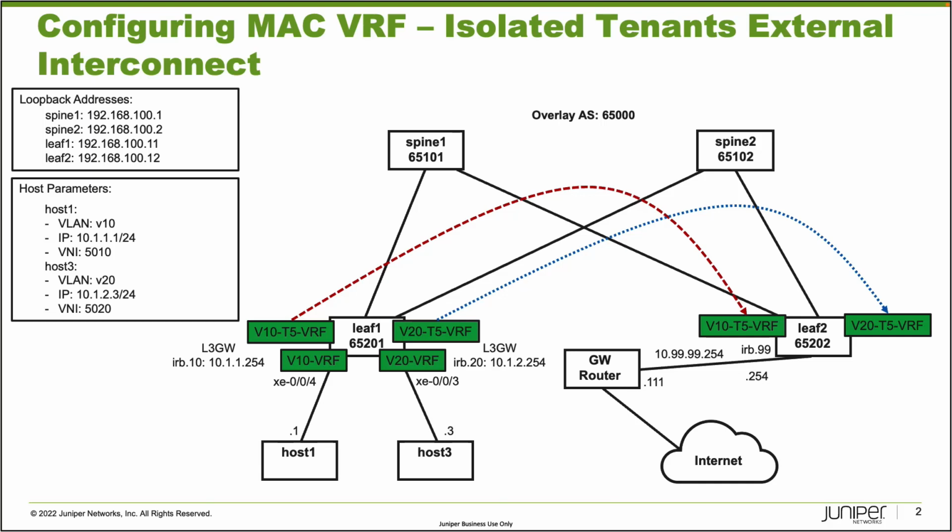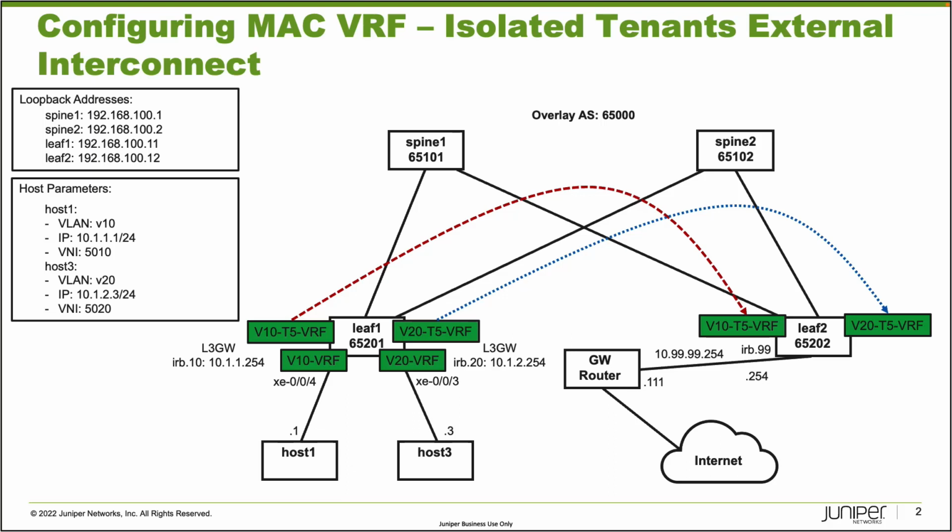By doing this, we're going to configure a v10 T5 VRF on leaf 2 as well as a v20 T5 VRF on leaf 2. Those will connect in with the corresponding VRFs on leaf 1. You can see how they're connected together in the topology. This will allow host 1 and host 3 to send traffic that is destined to, say, something on the internet to leaf 2, which then sends it to the gateway router and can reach the internet.